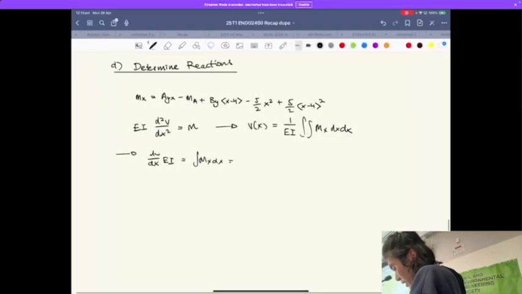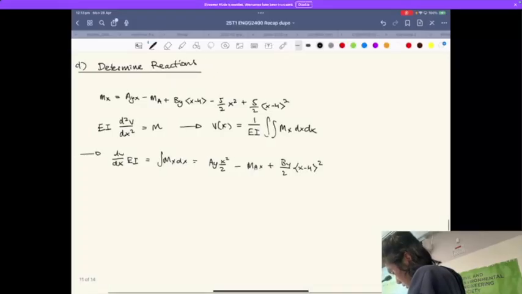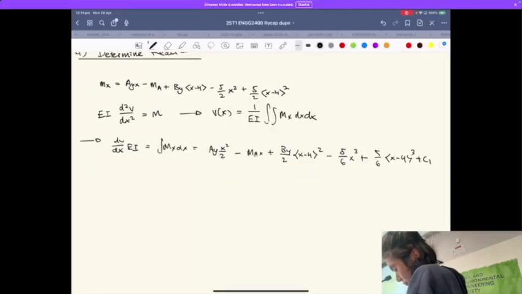But essentially, you get Ay x squared on 2 minus Ma x plus By on 2 x minus 4 squared minus 5 on 6 x cubed plus 5 on 6 x minus 4 cubed plus C1. And then you get this, and then you just integrate again.